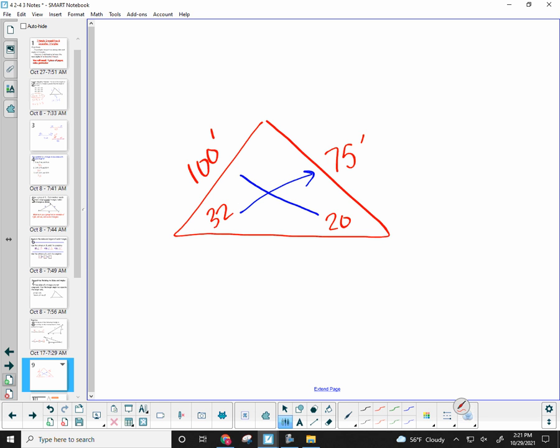So every once in a while I'm going to say, hey, remember that day we talked about the smallest angle opposite the smallest side, largest angle opposite the largest side? Okay, we'll keep coming back to this.